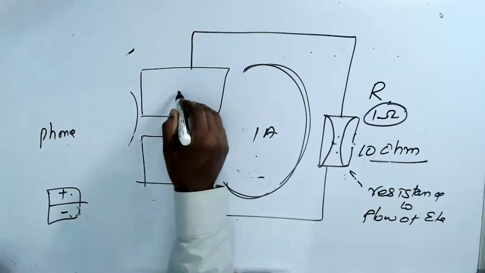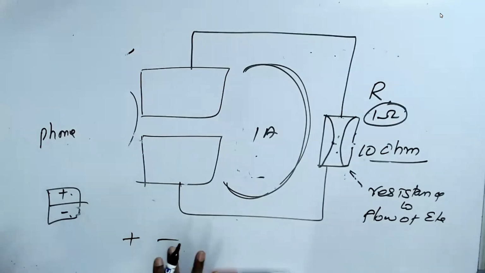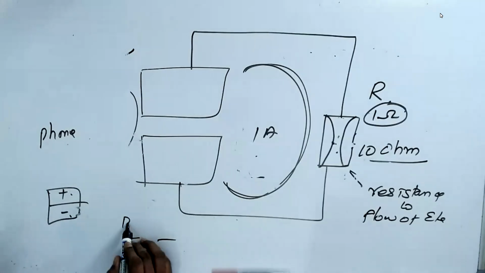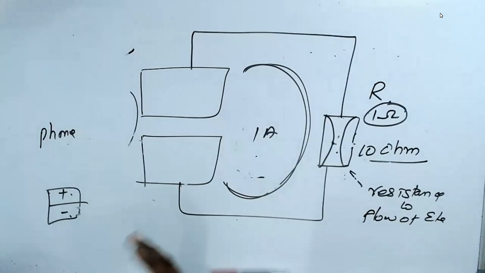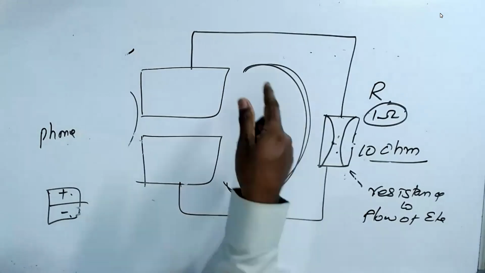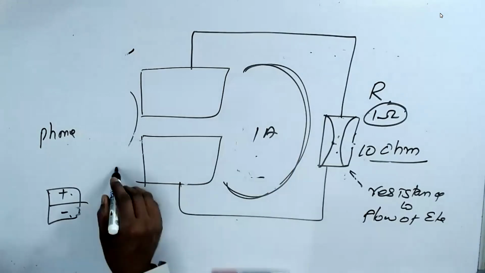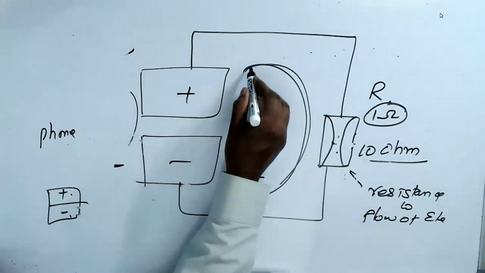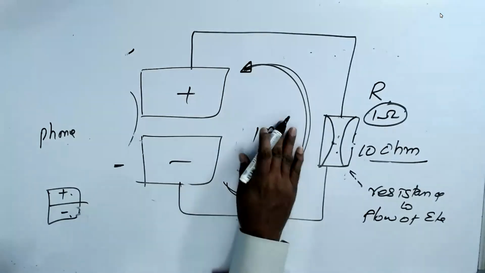Actually, the proton is not moving from here. There are only two particles, plus and minus. Forget about the neutron. This is the proton, this is the electron. Actually, the proton cannot move because it is too heavy. What is moving is the electron. When the electrons are moving, it moves from negative to positive. Please understand, it moves from negative to positive. This is actually called current.